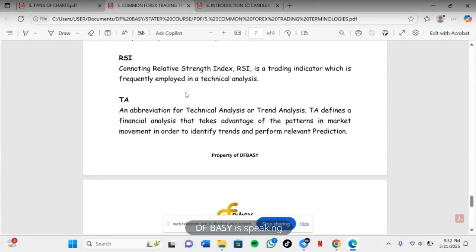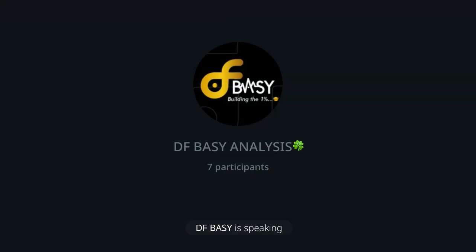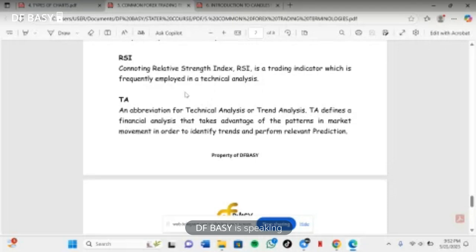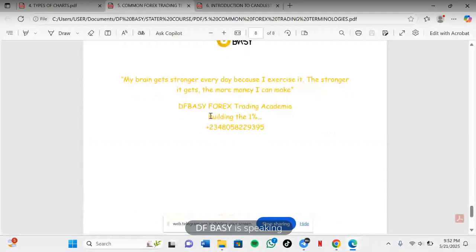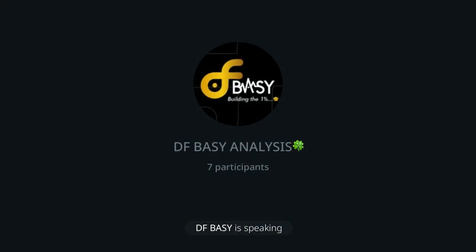Though you cannot use that alone to trade. If you use that alone, you make huge losses, but it helps as a confluence, an added reason to take a trade, something like that, if I should put it like that. So down, you have TA, technical analysis, right? Explain that. So that's all we have for the common forex terminologies.